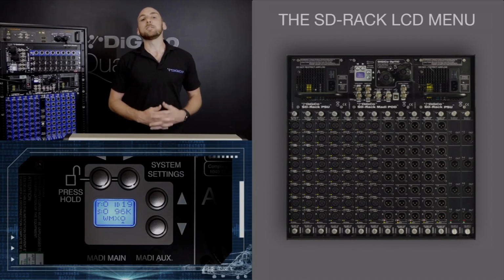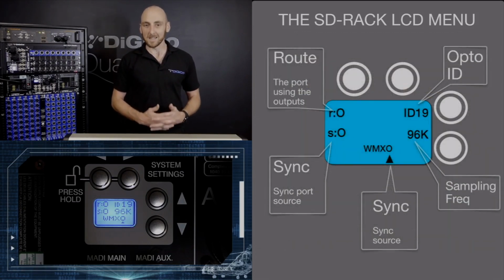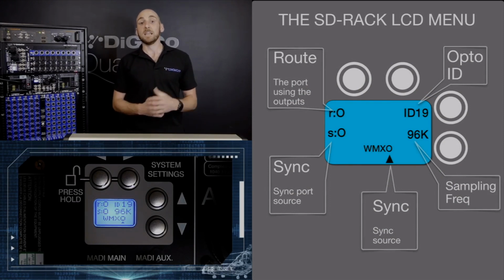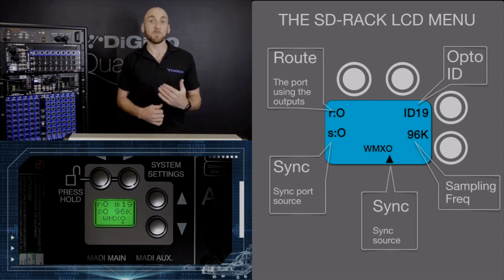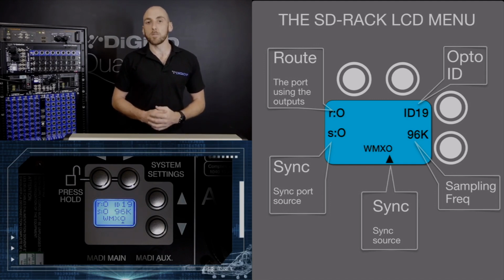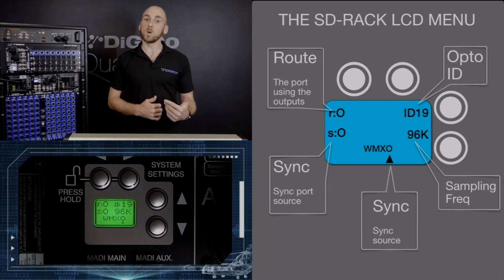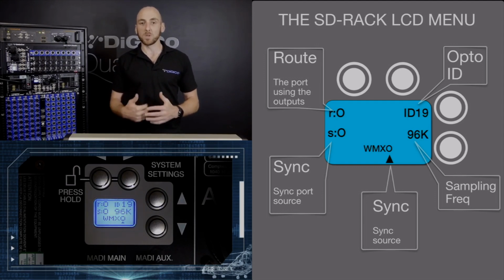Now I will take you through the LCD menu on the SD rack. We will look at this comprehensively and hopefully you will pick up a thing or two. The first menu is the main menu. This will show the following information. R: which port is accessing the outputs of the rack? M equals MADI, O equals Optical. S: this is the rack sync source. M equals MADI, O equals Optical, INT equals internal, and W equals word clock. ID is the Optical ID of the rack. 96 kHz is the sample rate being used by the rack. Below are the following letters W, M, X and O. This equals the sync priority order, which defaults to word clock, MADI main, MADI aux and Optocore.